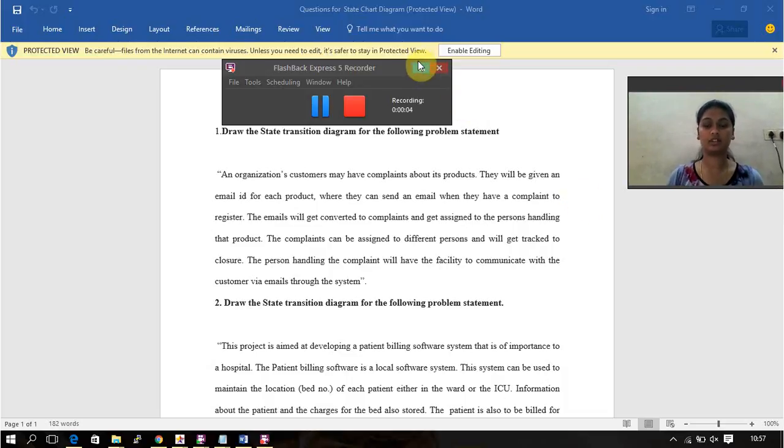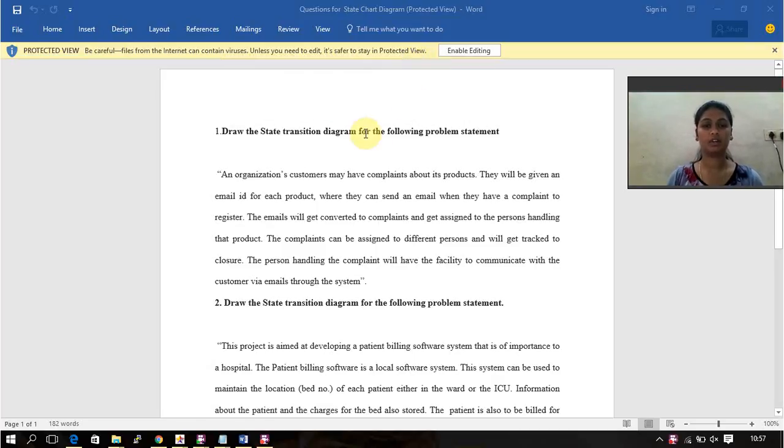I'm here to do the fifth lab experiment in CASE tools. This is based on state chart diagram, and here we are given two questions. The first question is to draw the state transition diagram for the following problem statement. We are asked to draw the state diagram for an organization, and the second question is given for a hospital.